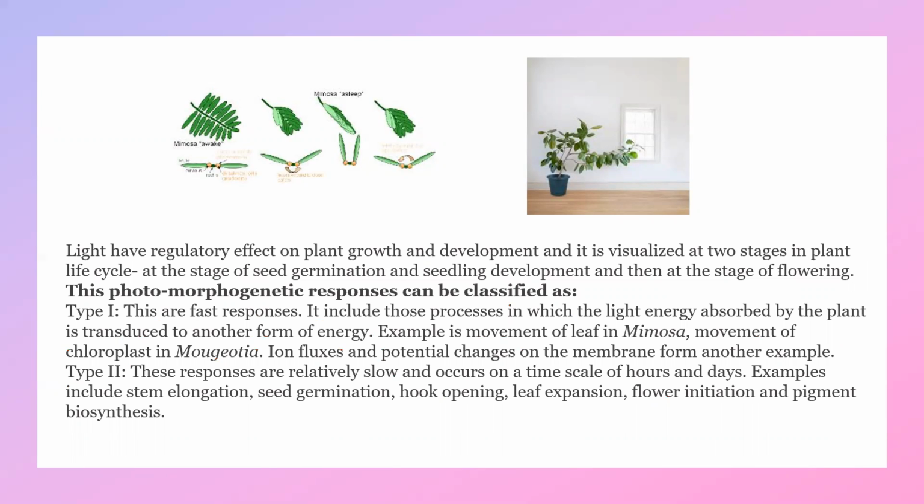The photomorphogenetic responses are classified into two. One, type 1, that is fast responses, which include those processes in which light energy absorbed by the plant is transduced to another form of energy. Examples are movement of leaflets in Mimosa, ion fluxes, chloroplast movement. Type 2 responses are relatively slow and occur on a time scale of hours and days. For example, stem elongation, germination of seed, opening of the hook, expansion of leaves, flower initiation, and biosynthesis of pigments.